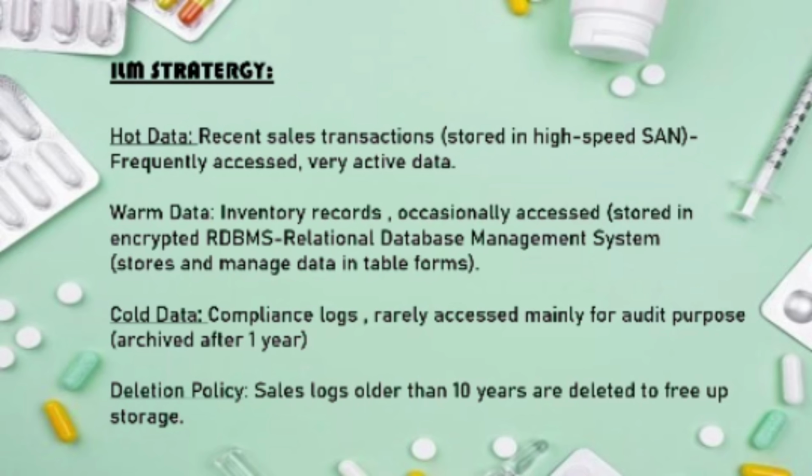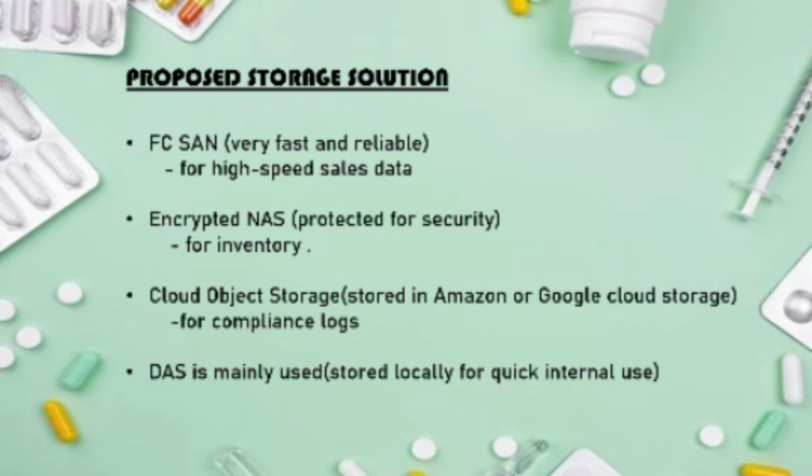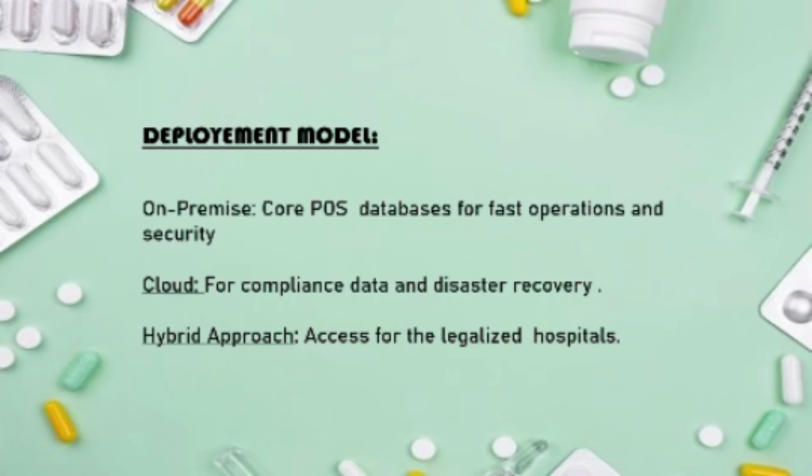The deletion policy in this retail chain POS system is that sales logs older than 10 years are deleted to free up storage. And the proposed storage solutions are FC SAN, which is very fast and reliable for high-speed sales data; encrypted NAS for inventory; cloud object storage, where the data are stored in Amazon or Google Cloud Storage, which includes compliance logs; and DAS, mainly used for quick internal use, which includes batch details of the product.